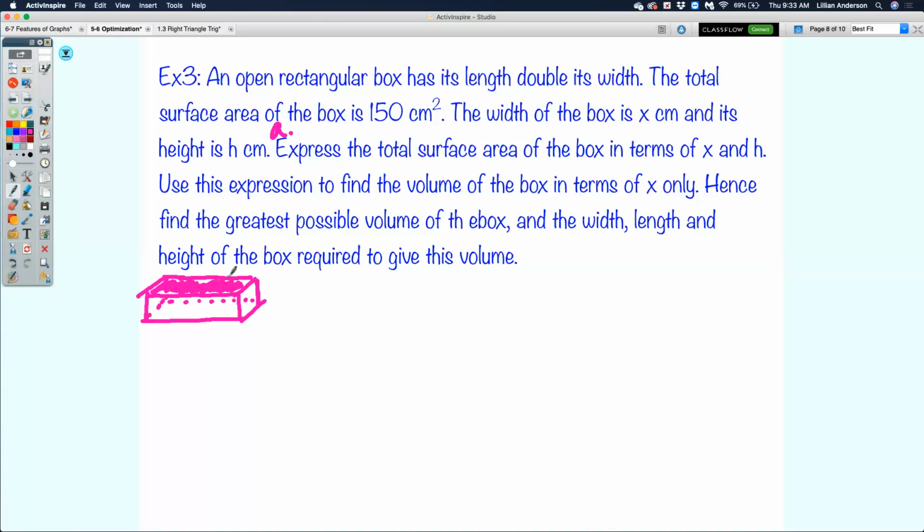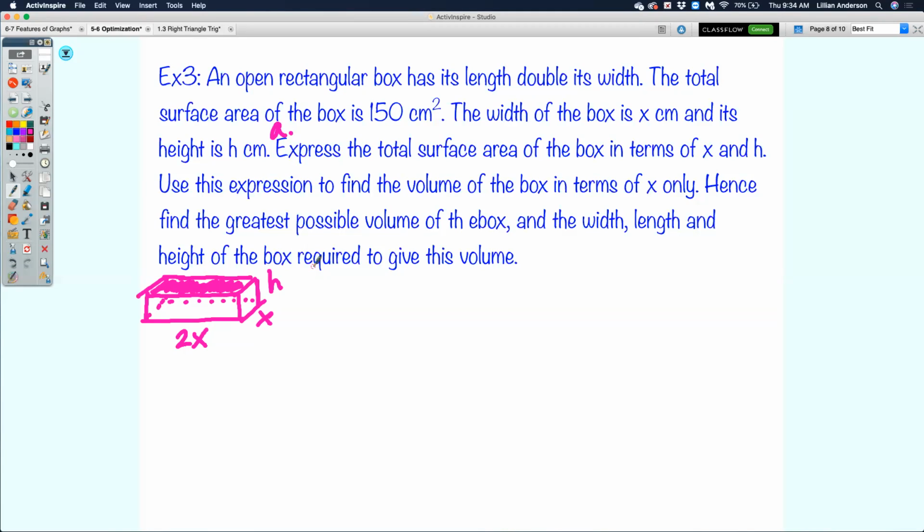And it says its length is double its width. The width of the box is X and the height of the box is H. Well, if the length is double its width and the width is X, how would I represent the length? L equals 2W. And if the width is X, then the length is going to have to be 2X. Then our height would be H. So we have this labeling here.